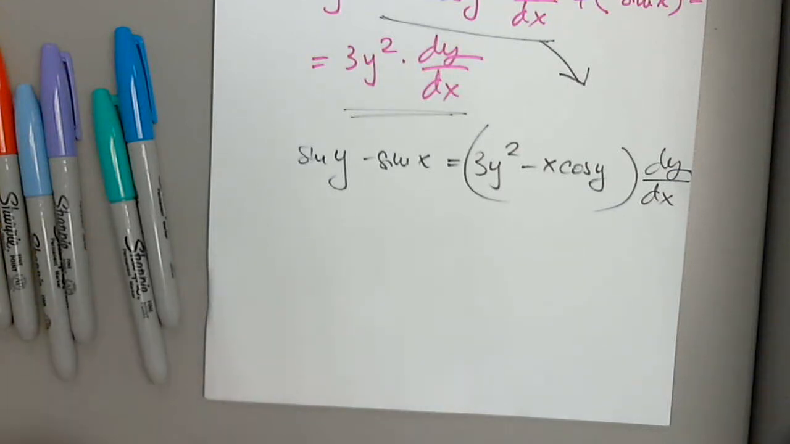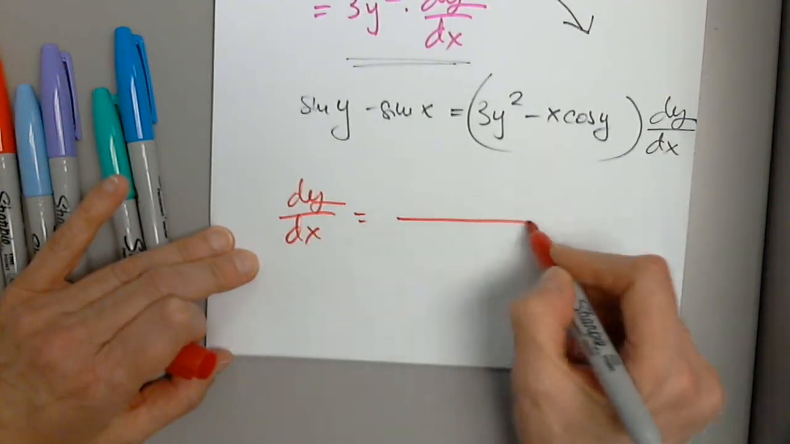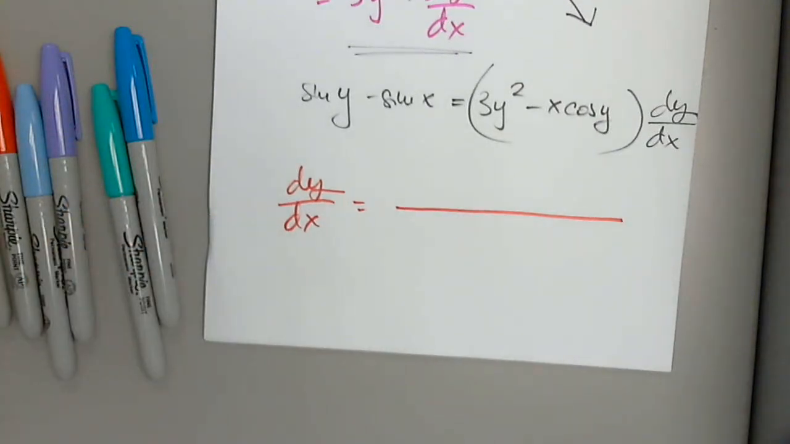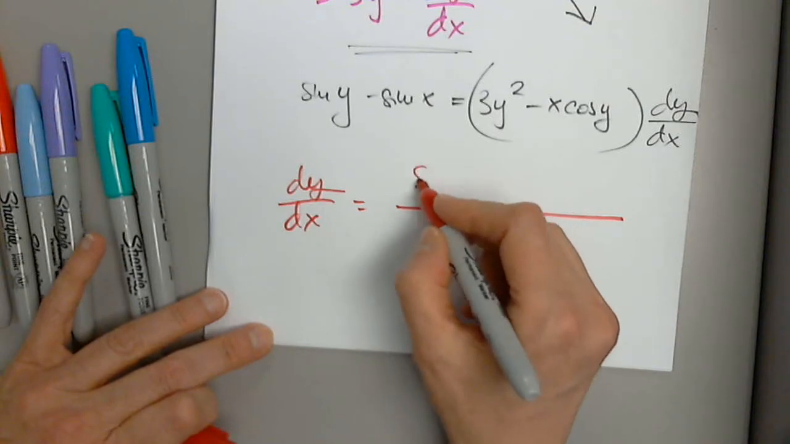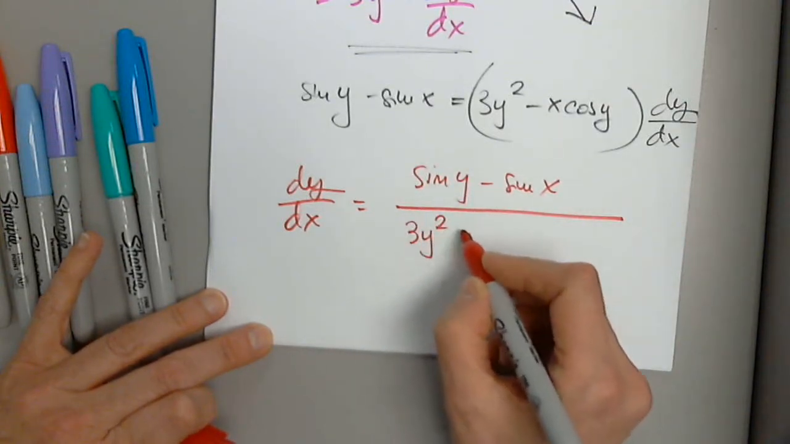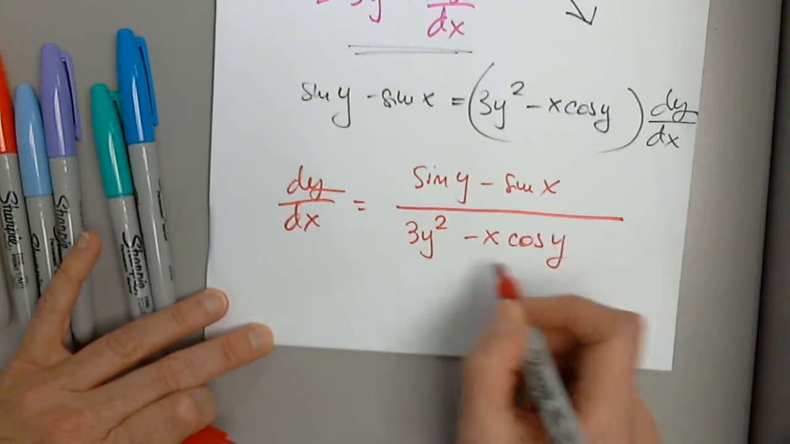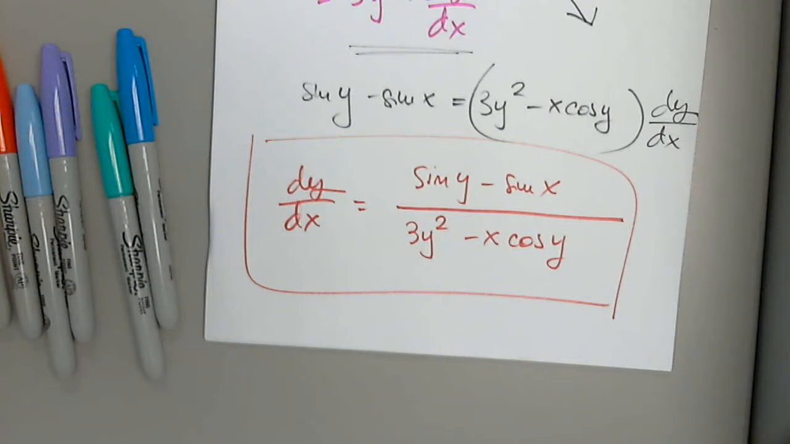So now in order to find dy over dx, all you have to do is divide by the right parentheses. So sine y minus sine x over 3y squared minus x cosine y. Any questions?